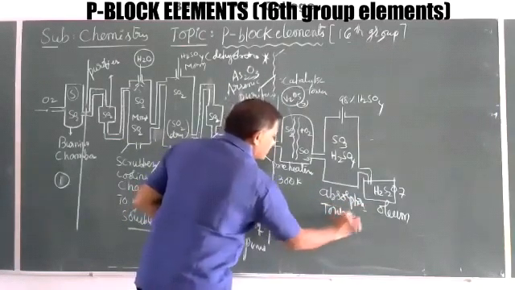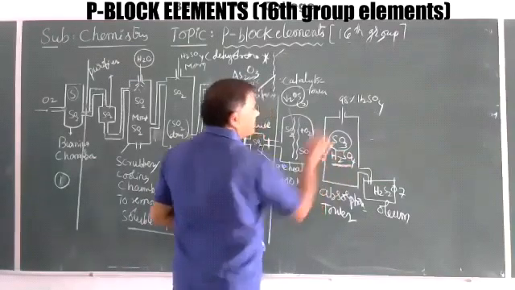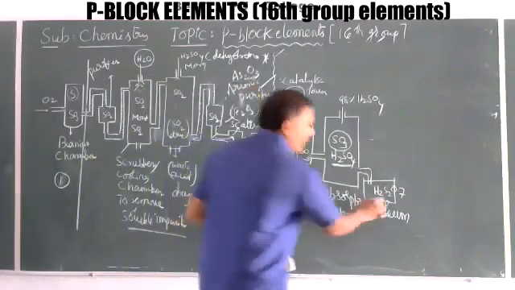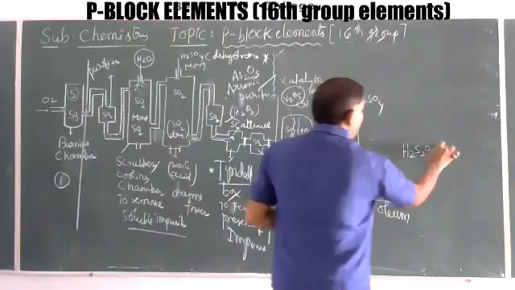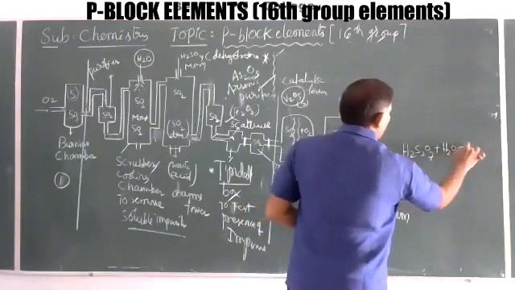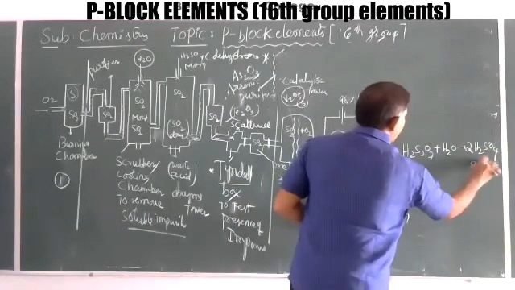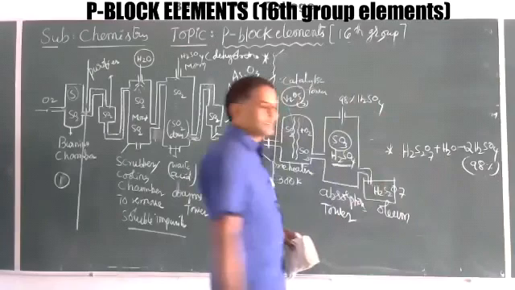In this absorption tower, the obtained sulfur trioxide is absorbed in 98% sulfuric acid. And finally, the obtained oleum is diluted with water. Now it gives 2 moles of sulfuric acid, that is 98% pure concentrated sulfuric acid.